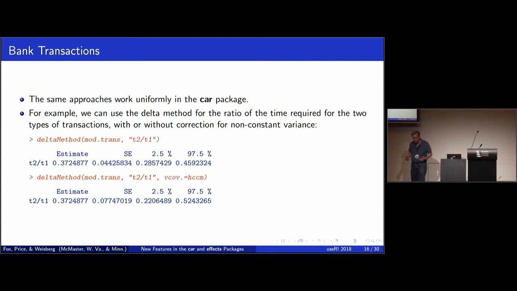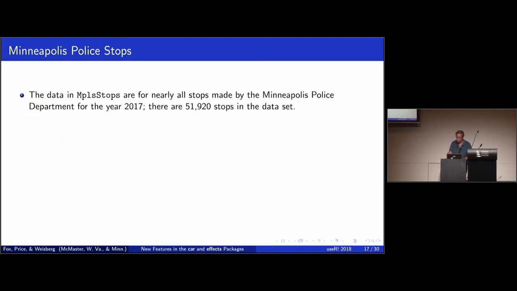So for example, we have a deltaMethod function which calculates estimates, standard errors, and confidence limits for nonlinear functions of regression coefficients. And we can use a non-standard coefficient covariance matrix in that as well.